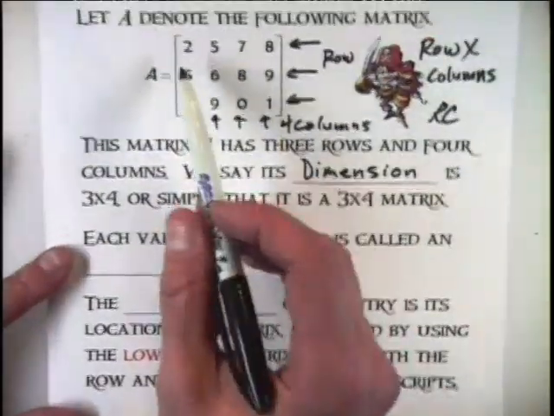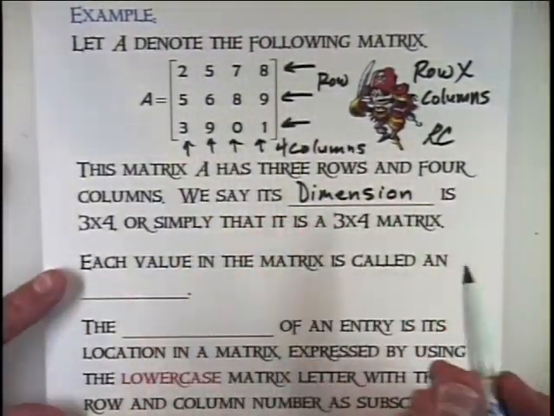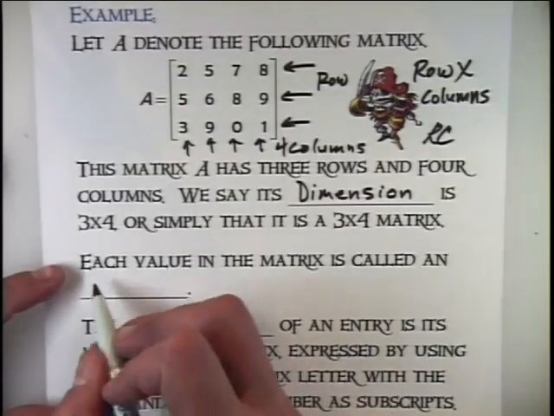Now each value, each number inside this matrix has a specific name as well. We call it an entry.